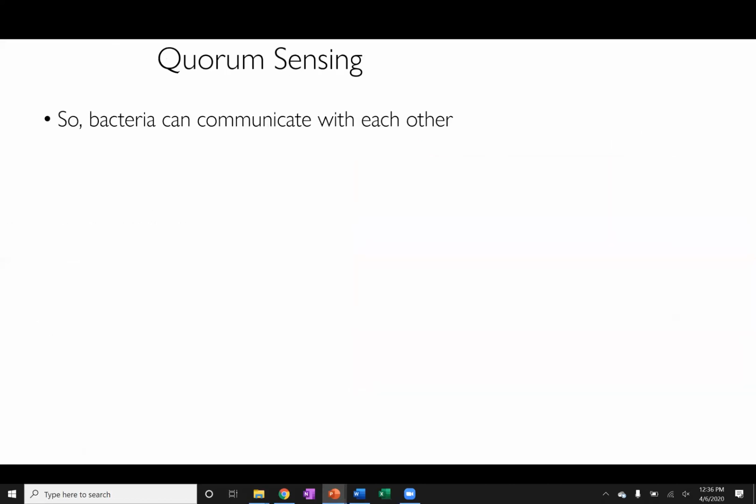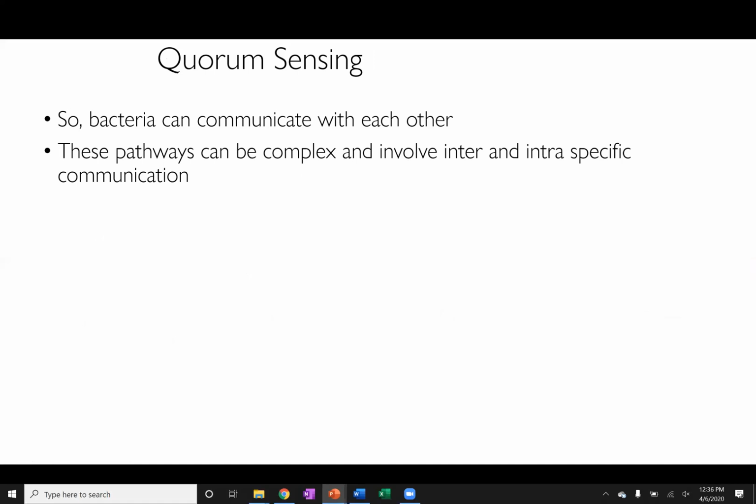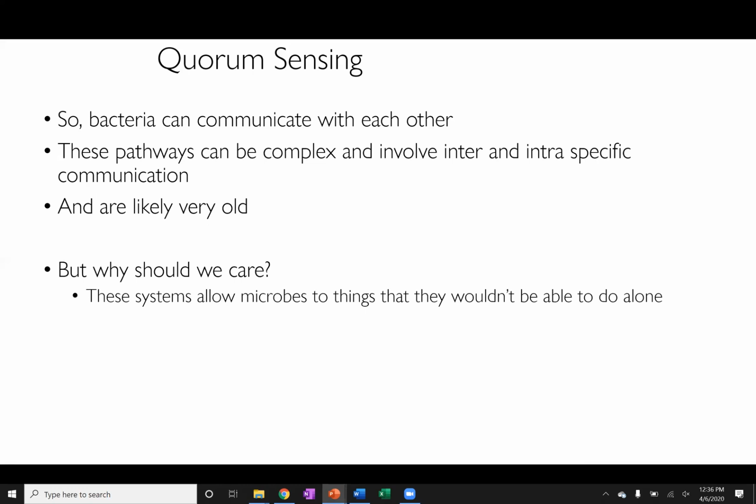So bacteria communicate with each other, and these pathways can be complex and involve both within-species and between-species communication, and there's something that is particularly very old. And the question we should then ask is, why do we care? The important thing to remember here is that this is important clinically because it allows microbes to do things that they wouldn't be able to do alone.